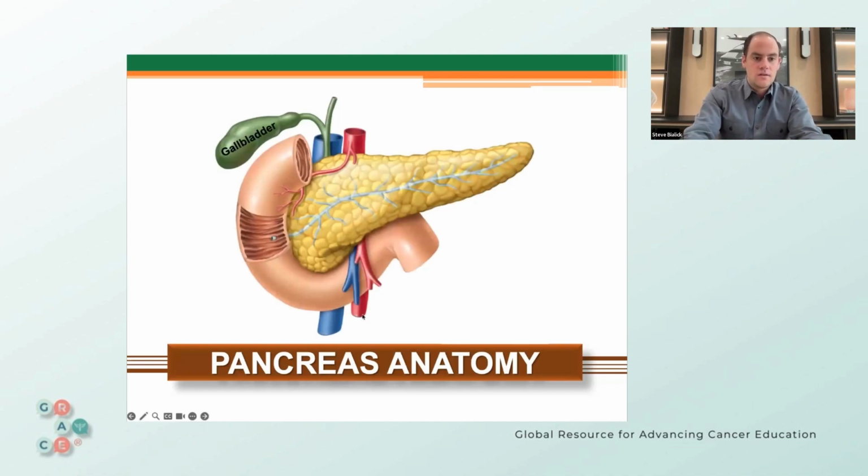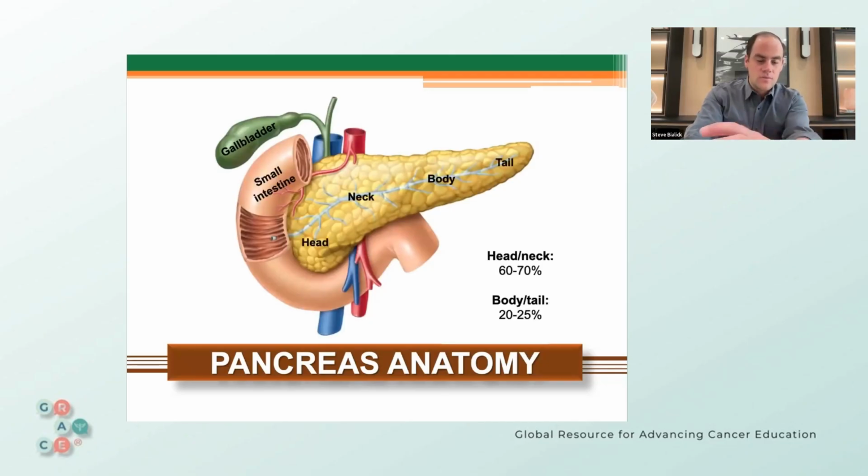So tumors can arise. Oh, I guess I wanted to point out the different anatomy here: the gallbladder, the small intestine, and then the four different parts of the pancreas. There's the pancreatic head, the pancreatic neck, pancreatic body, and the pancreatic tail. Most pancreatic tumors develop in the head or neck, about 60 to 70%. Some develop in the body or the tail.